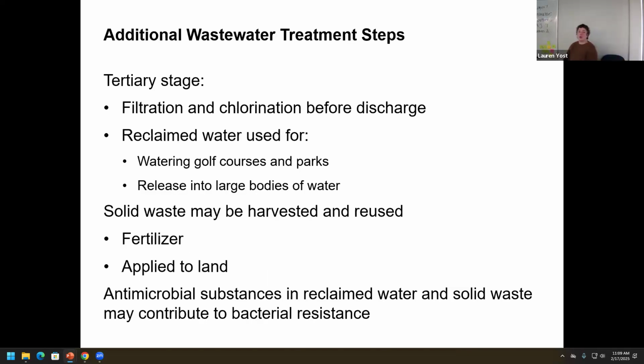All right, and then we have the filtration and chlorination. This is the same as with our normal drinking water: filtration and chlorination and UV treatment. And then that reclaimed water that we got, we can use for watering golf courses. We can use it for watering parks. We can use this for releasing into our larger bodies of water, like our rivers and our lakes. And then, yeah, it will get retreated again before you drink it. But yes, absolutely, you might be drinking your poop and pee water, but it's going to be treated through wastewater treatment and then again through your drinking water treatment.